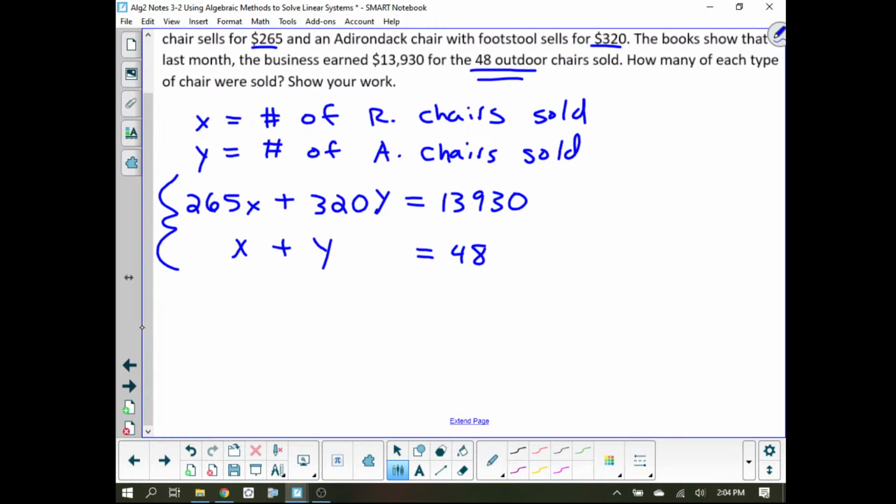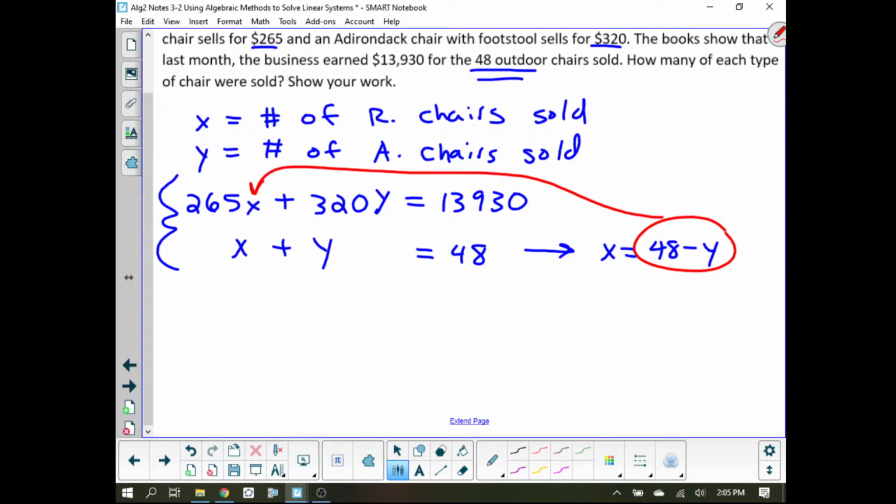Okay, so we can use substitution. Which equation is easiest to isolate a variable? Top one or bottom one? Definitely bottom one. Do you want to get x or y by itself? It doesn't matter. x, okay, so this equation becomes x equals 48 take away y. And what are we going to do with that? Plug it in for the x in the equation above. So this goes in here. All right, so that gives me 265 times (48 minus y) plus 320y equals 13,930.